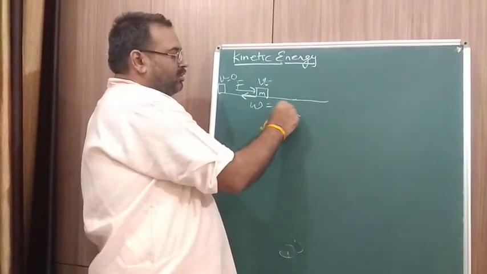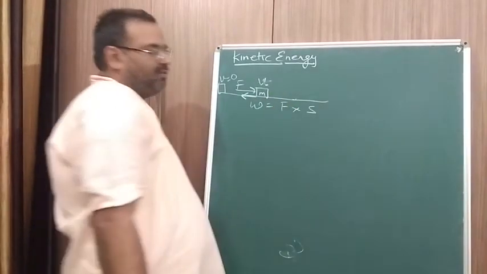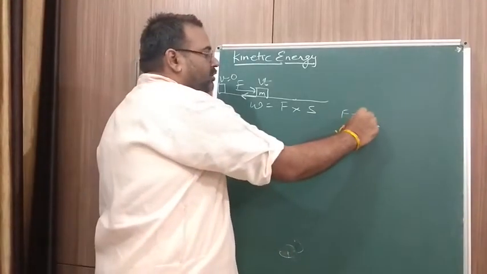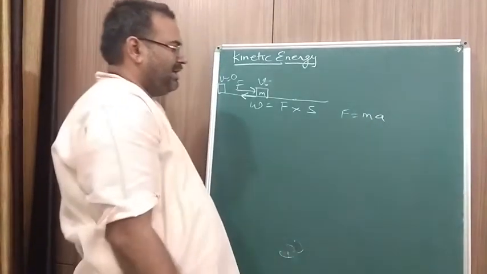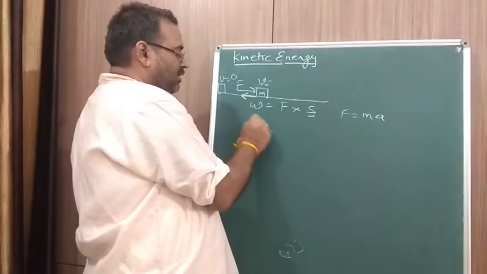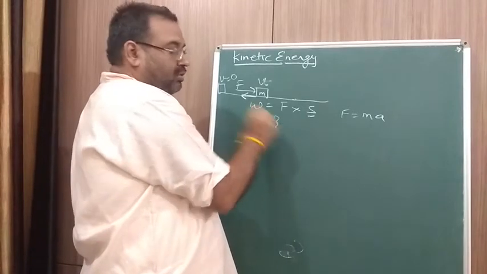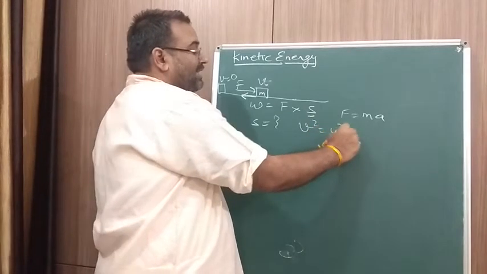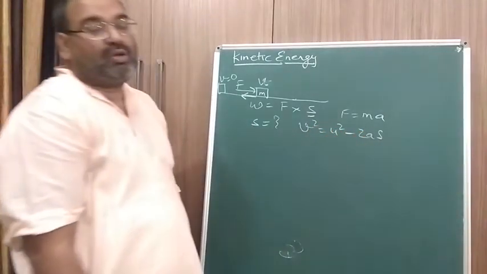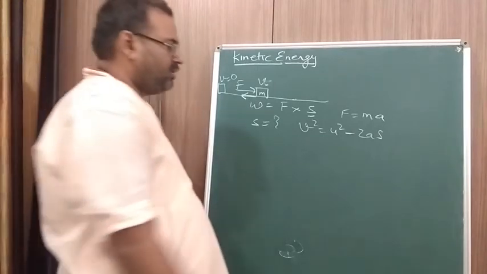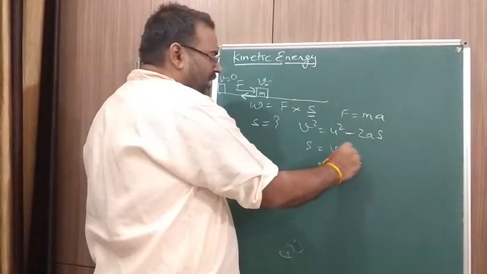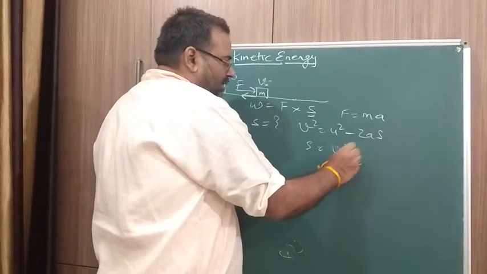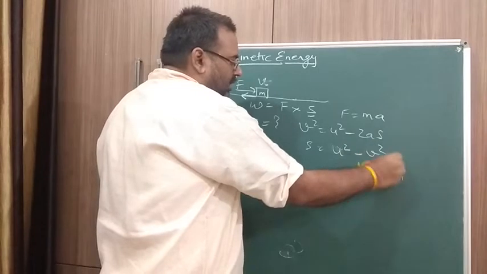So work done will be equal to force into displacement. Now what is force? Force is equal to ma. And displacement s we have to find out. So we use the linear equation of motion, v square equal to u square minus 2as. Why minus? Because it is coming to a halt. So s is equal to (u square minus v square) upon 2a.